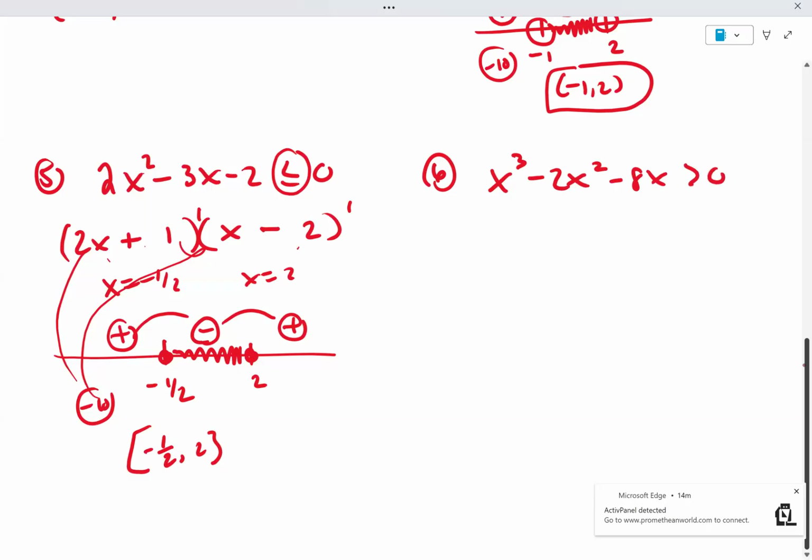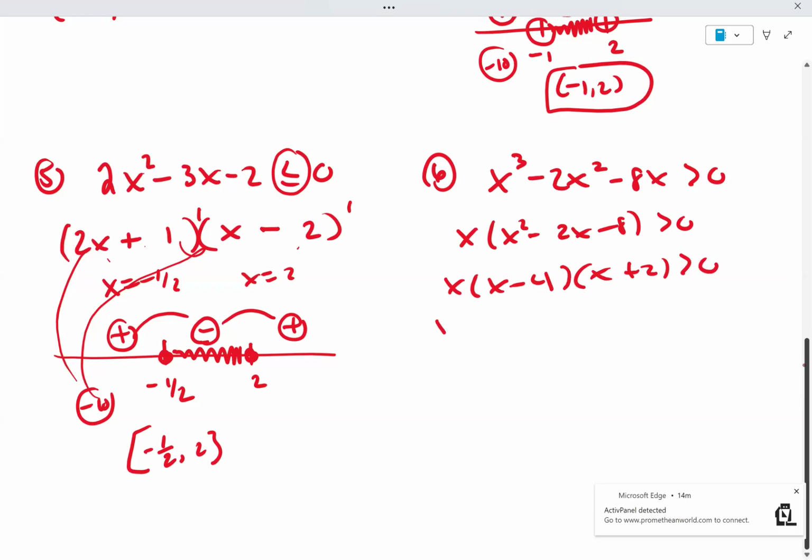It's already set to 0. I'll take out the GCF, and I'm going to reverse FOIL that into that. So it's got to be x minus 4 and x plus 2. My critical points are 0, 4, and -2. So put down -2, 0, and 4. And because there's no equal to, everything's an open circle.